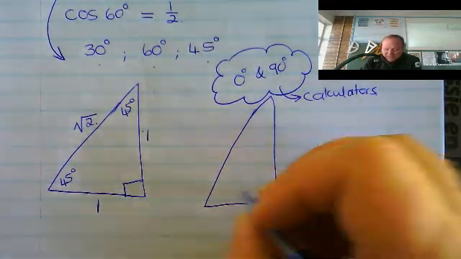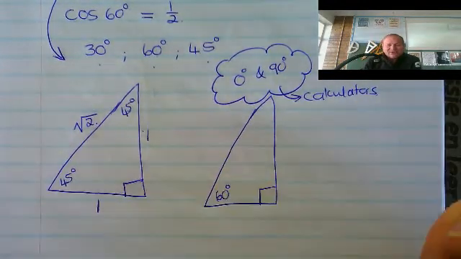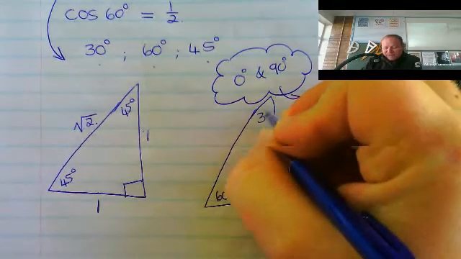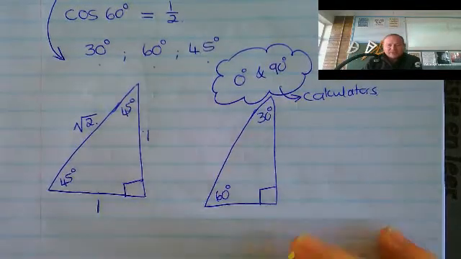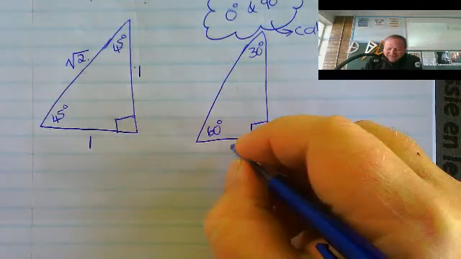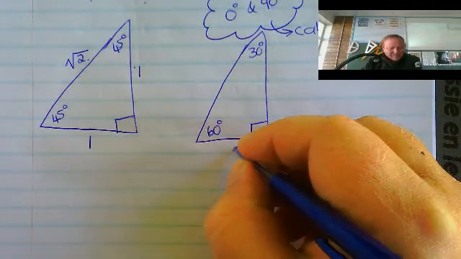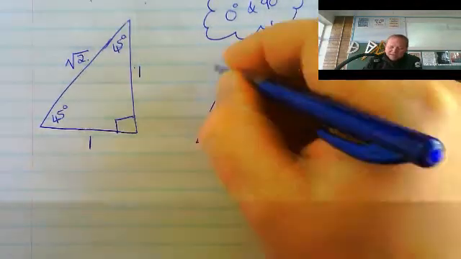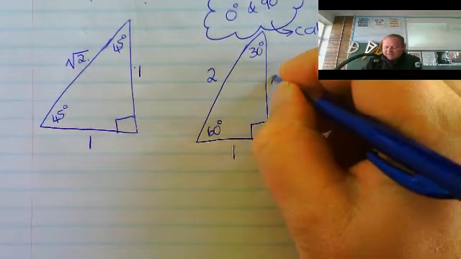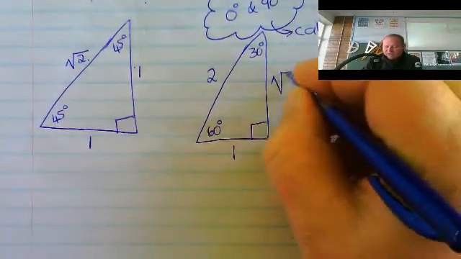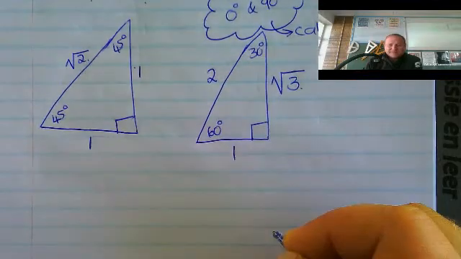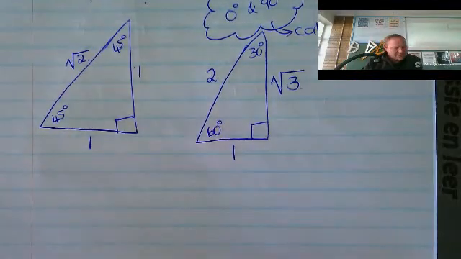Now in this triangle, this angle here will be 60 degrees, and the angle at the top, 30 degrees. The sides will be 1, the hypotenuse will be 2, and this vertical side here will be the square root of 3. So please go and study this.